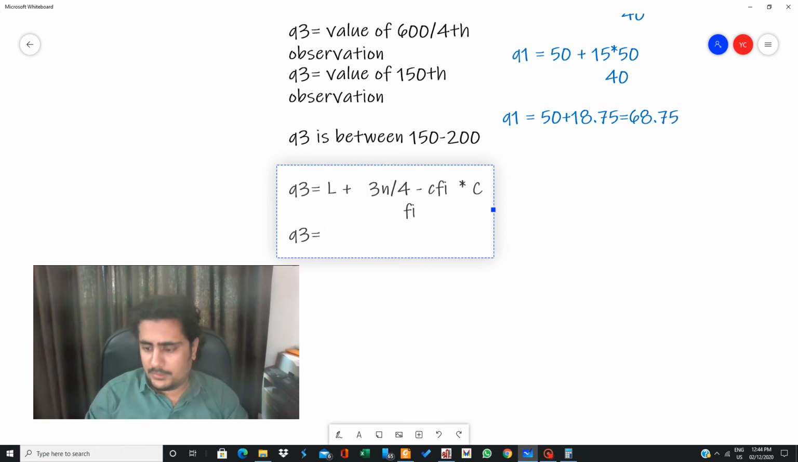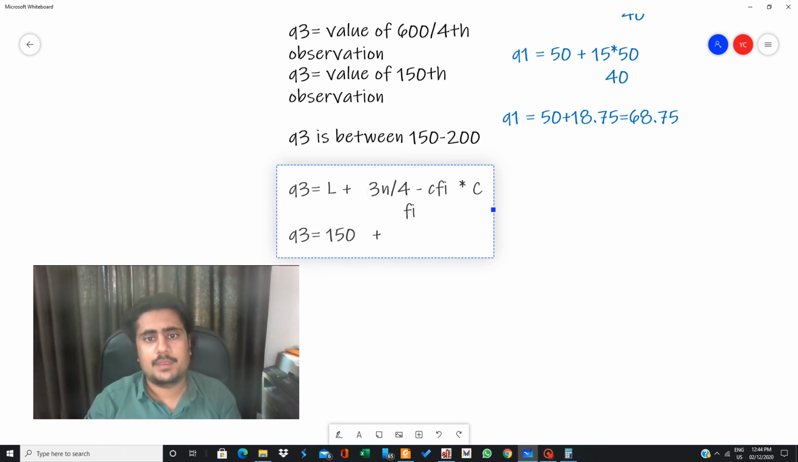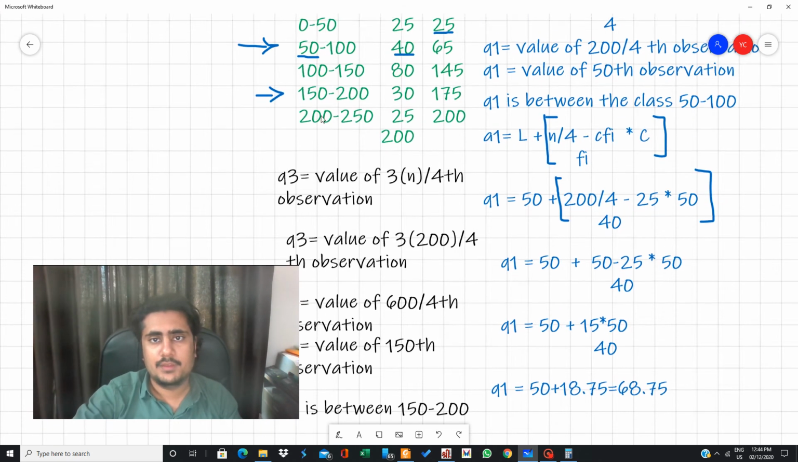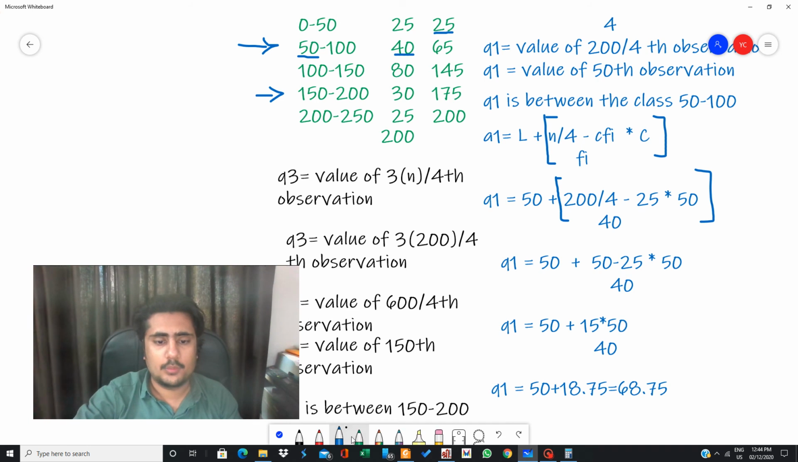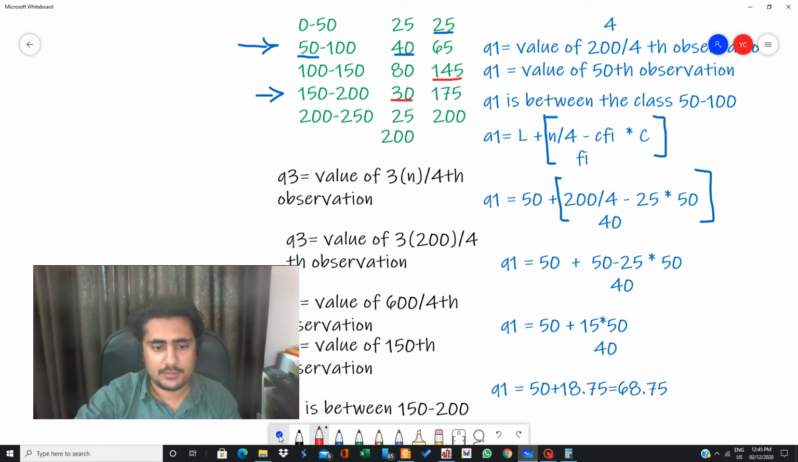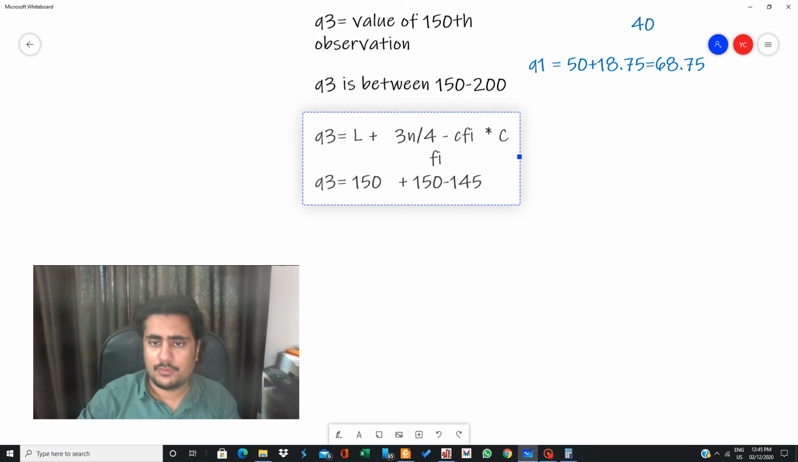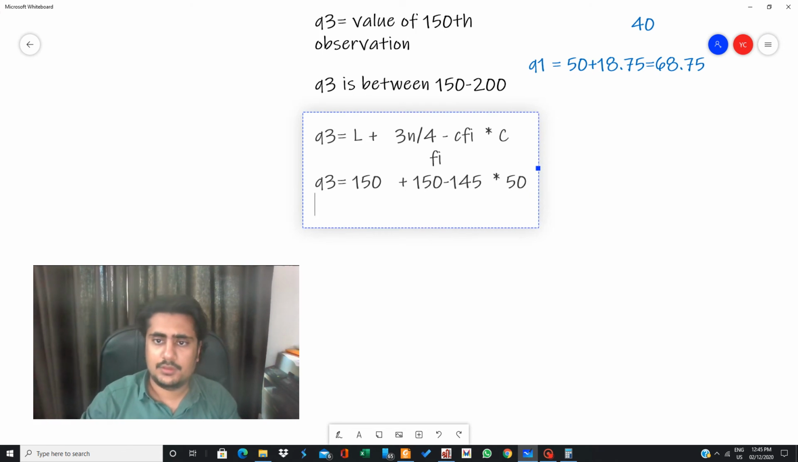Q3 is equal to L plus 3n by 4. What is this 3n by 4? It is also 150 minus. Now what is CFI? As I told you in the previous class, your CFI will be 145 and your FI will be 30. So CFI is 145 and FI will be 30.